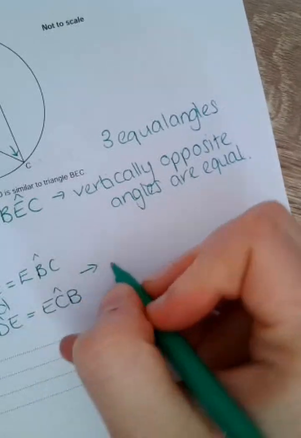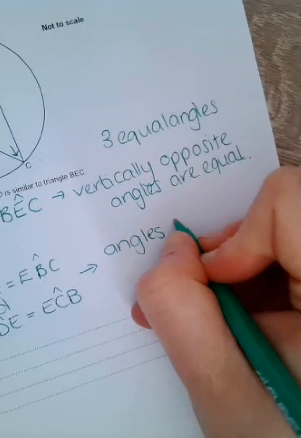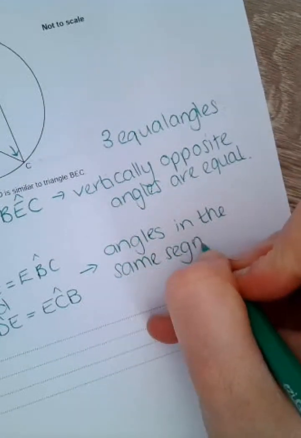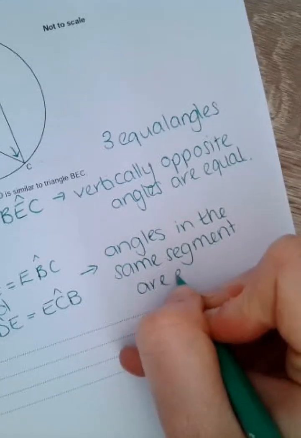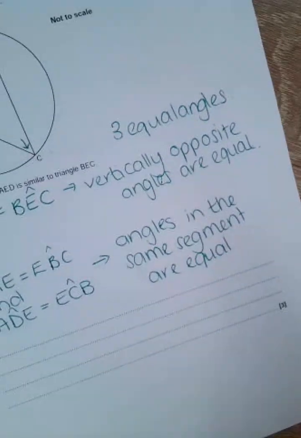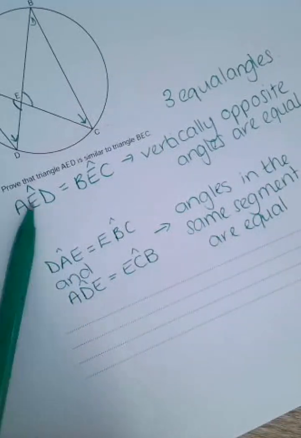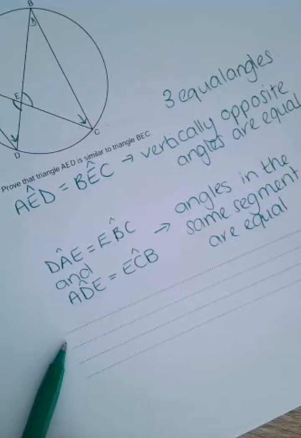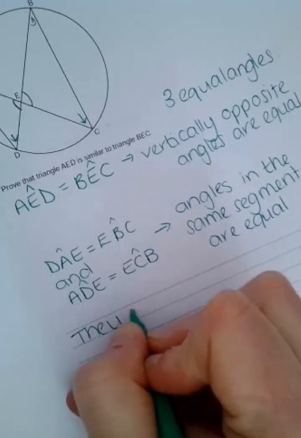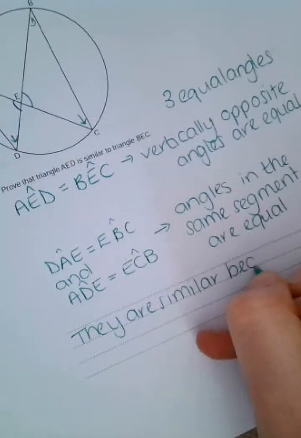And I'm going to state my rule here. So you could say angles in the same segment are equal, or you can go for the full one: angles in the same segment are equal, or you could go for angles subtended from the same arc, but not angles subtended from the same chord. That's not the same thing. And my conclusion, this is the final mark. So you'll notice there's 3 marks. You're getting 1 for this, 1 for this, and the final bit would be for your conclusion, that they are similar, because they have 3 equal angles.